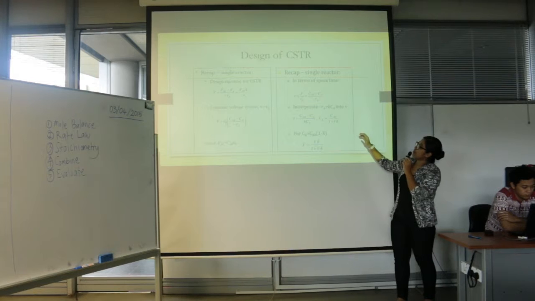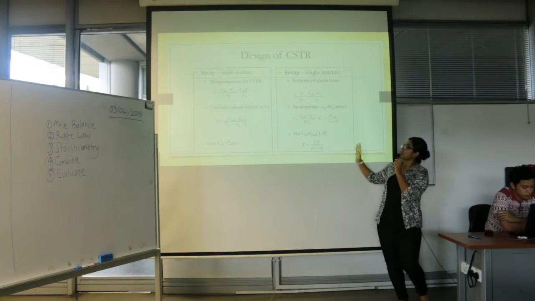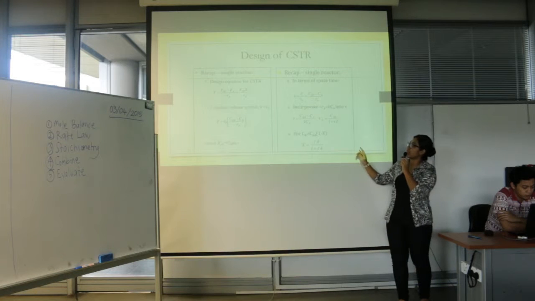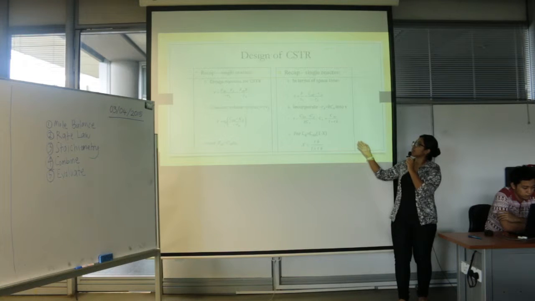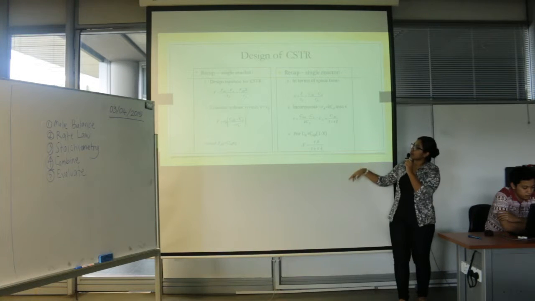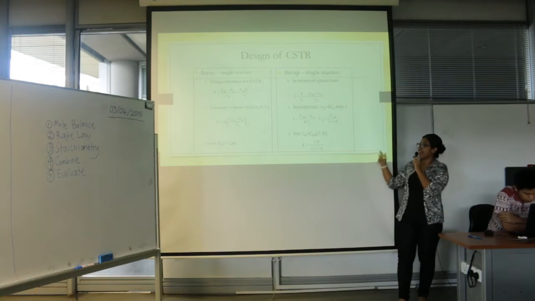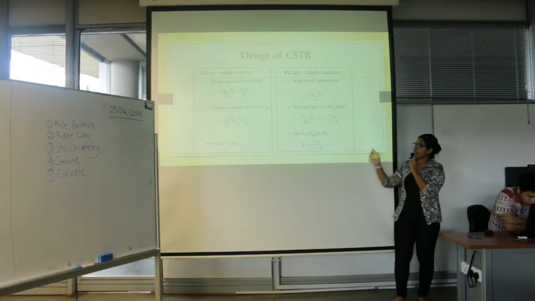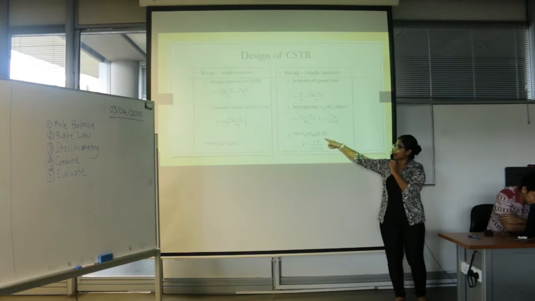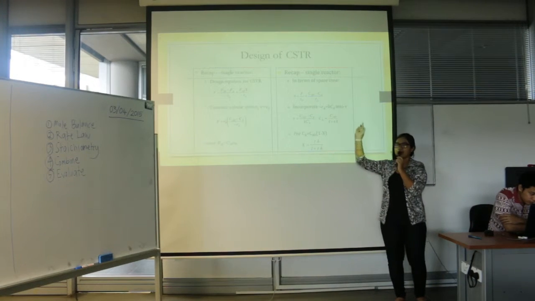And then in terms of space-time, tau equals V over v0, which equals C_A0 minus C_A over negative r_A. And incorporating negative r_A equals k C_A, we change it into tau. We get tau equals C_A0 minus C_A over k C_A, which gives C_A equals C_A0 over 1 plus tau k. Lastly, for C_A equals C_A0 in bracket 1 minus X, we get X equals tau k over 1 plus tau k.